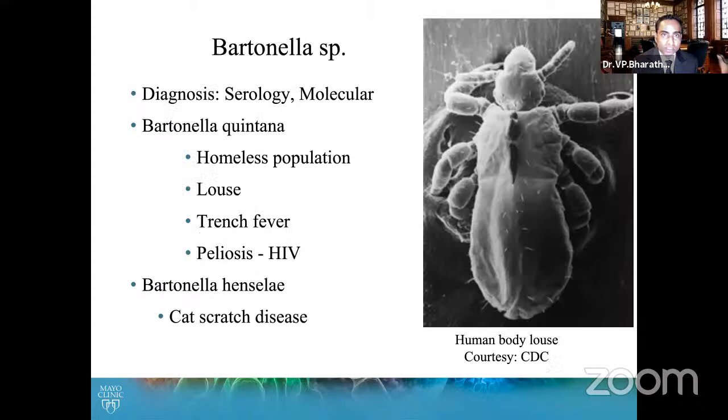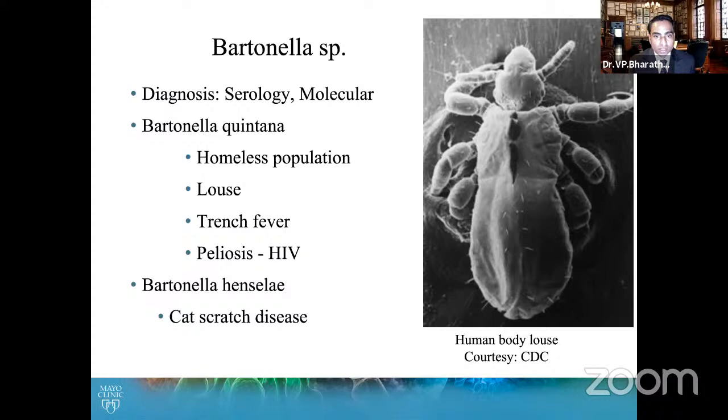Among the homeless population in the US, in big cities in California and New York State, Bartonella endocarditis is one of the common causes of culture-negative endocarditis. These are transmitted by the human body louse. The bacterium is Bartonella quintana, which also causes trench fever and bacillary angiomatosis in HIV. And sometimes Bartonella henselae, which is commonly associated with cat scratch disease, can also cause culture-negative endocarditis.